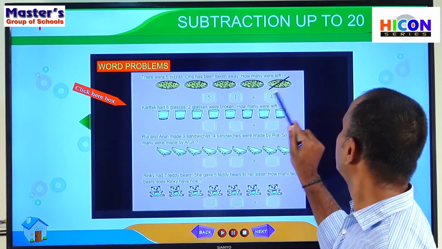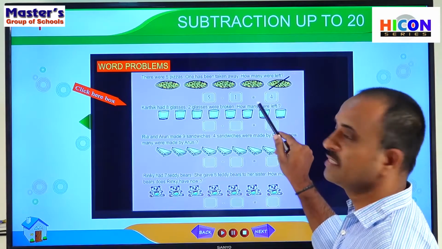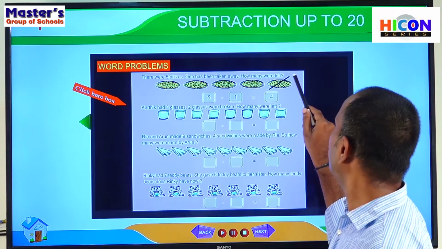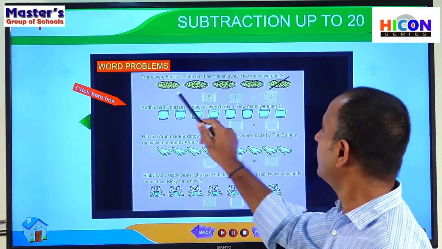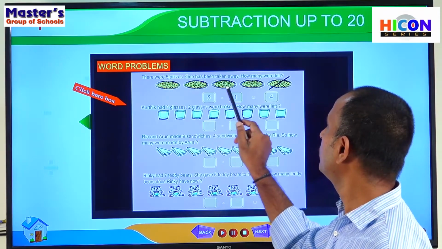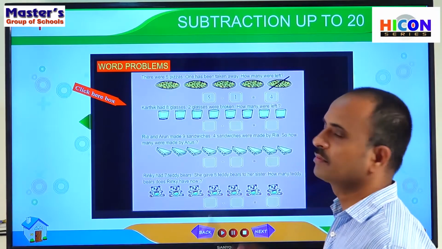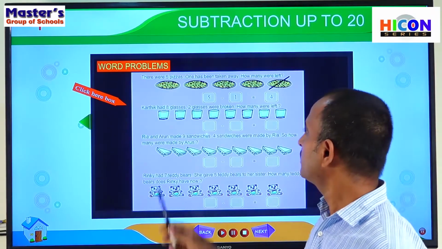So children, listen, observe carefully. 1 pizza is taken away and this taken away is represented by strike off. So how many pizzas are left there? 1, 2, 3, 4. So the answer is 4. So see the second problem.